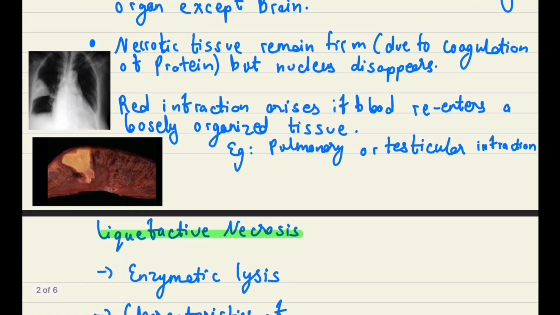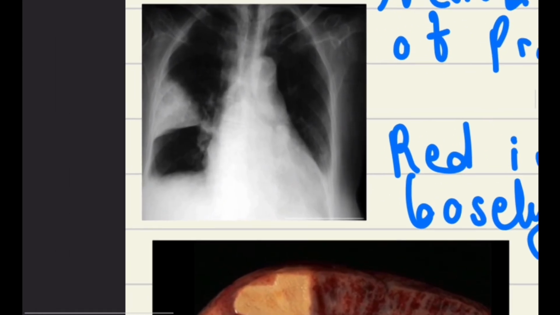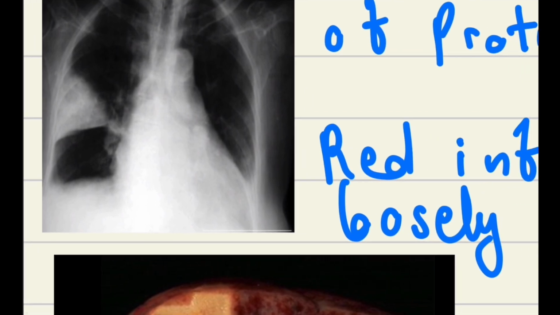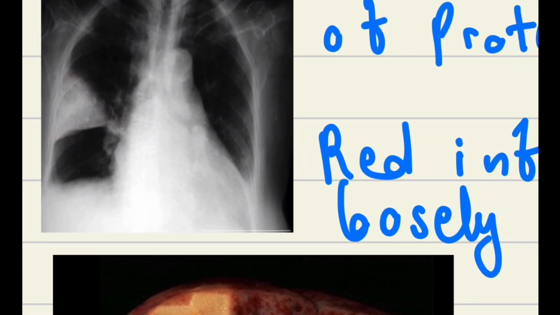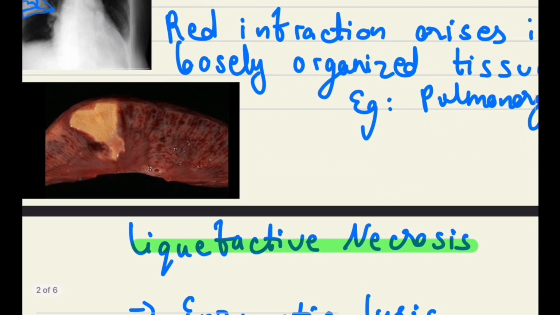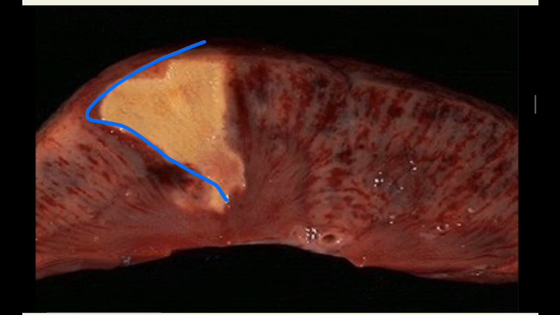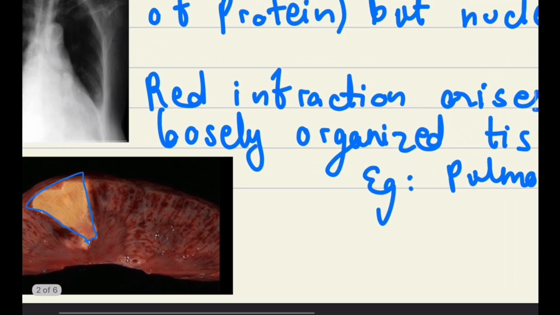The area of infarcted tissue is often wedge shaped, pointing to the focus of vascular occlusion. Okay, and it is pale in color. And what I mean by wedge shape is like this wedge shape. Let's assume there is a thrombus in this artery, then the blood supply will not go to this area, then this area gets infarcted, so it is wedge shaped. We can also see here a wedge shaped infarction.